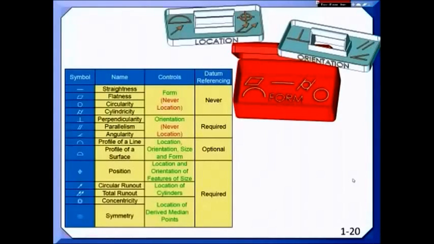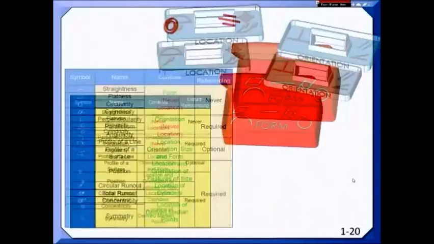This is just one example of the analogies that we use to make GD&T clear. You'll notice down at the lower right corner of the slide is the page number that this would relate to. It makes it easier for the folks to follow.